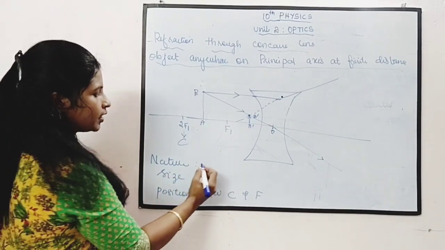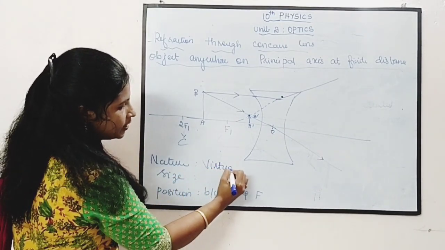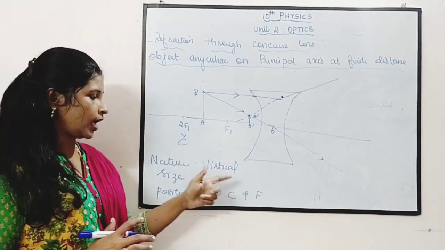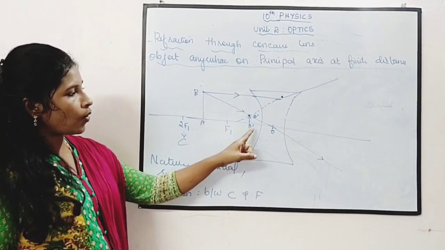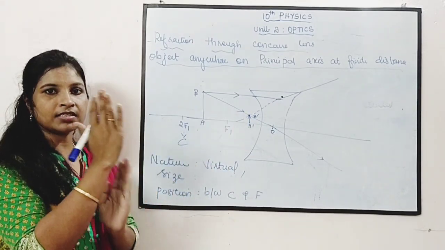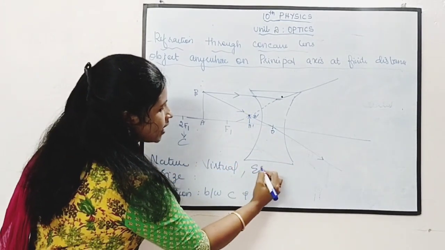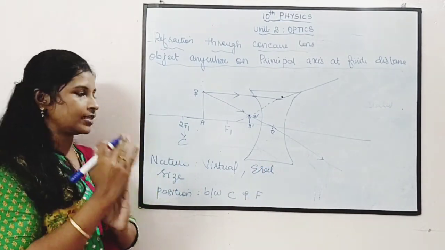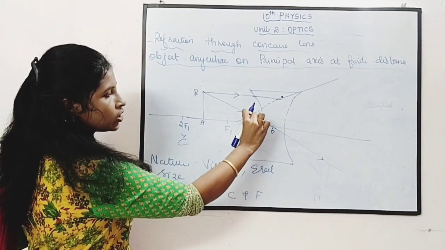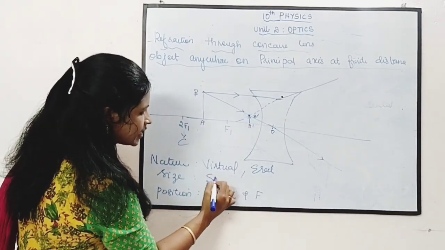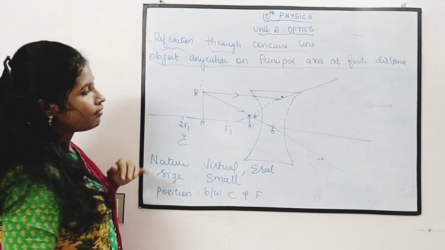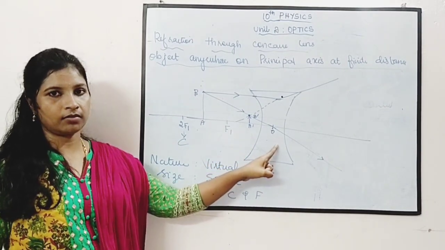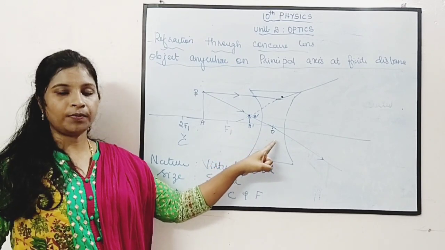What is the nature of the image? The image will be a virtual image. Okay, it is a virtual image. So what is the position of my image? It is erect. Okay, the image I am getting is erect, not inverted. What is the size of my image? It is very small. Where have I obtained the image? In between the focus and the optical center.